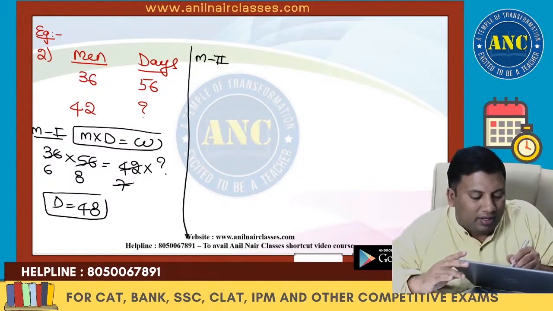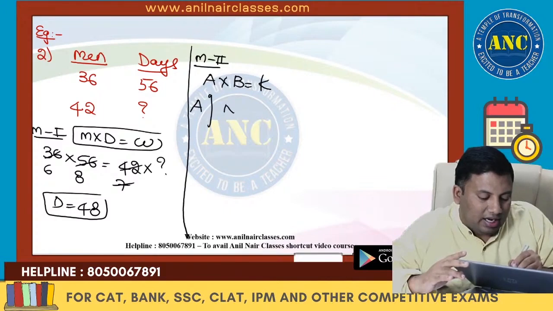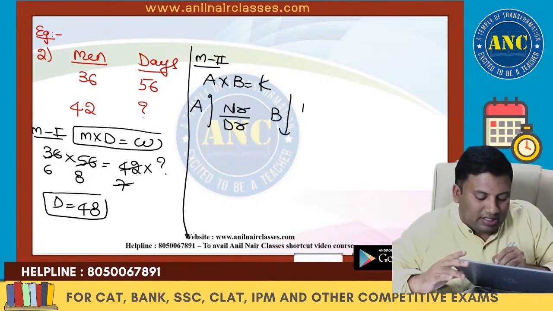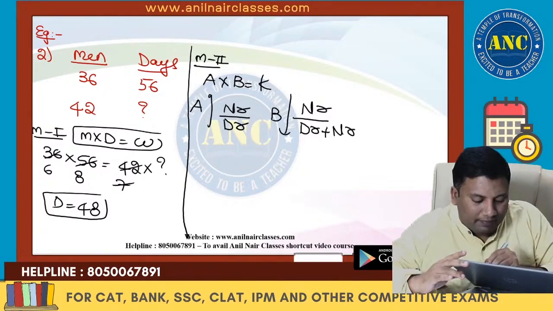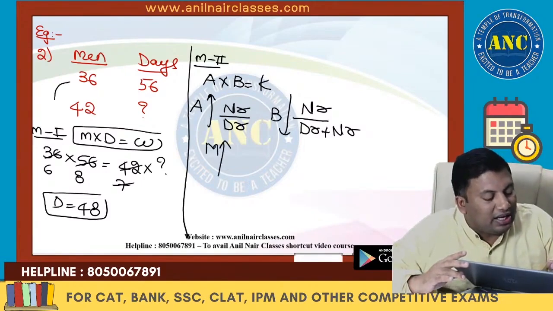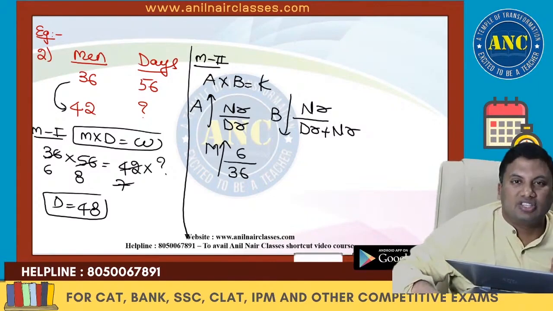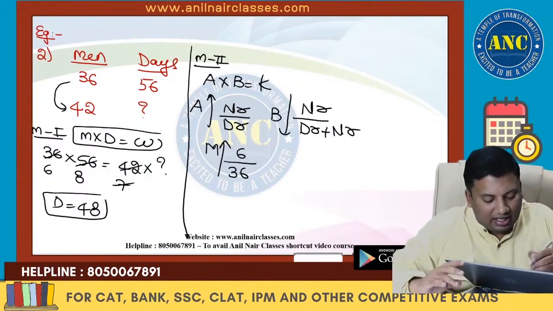If you are comfortable with method number 2, A into B equivalent to K. A increases by numerator upon denominator, B decreases by numerator upon denominator plus numerator. So this is men into days. Men increases, 36 became 42. There is a 6 increase on 36. Numerator is always the change. Denominator is the initial value.